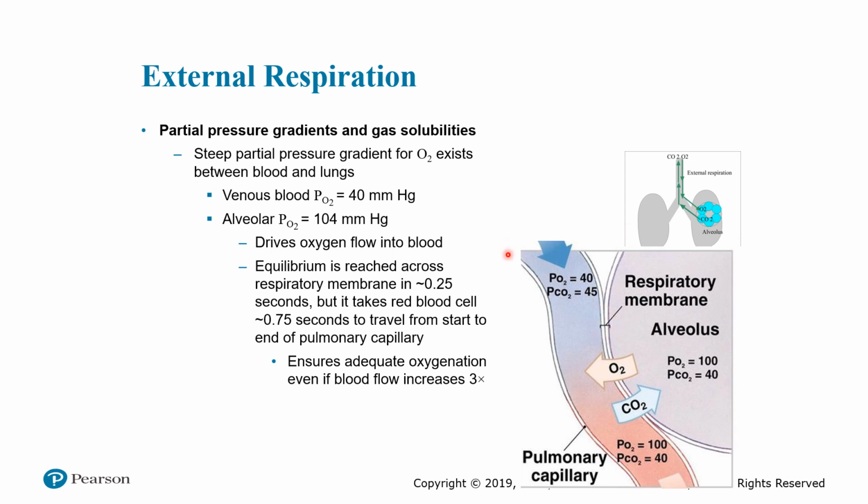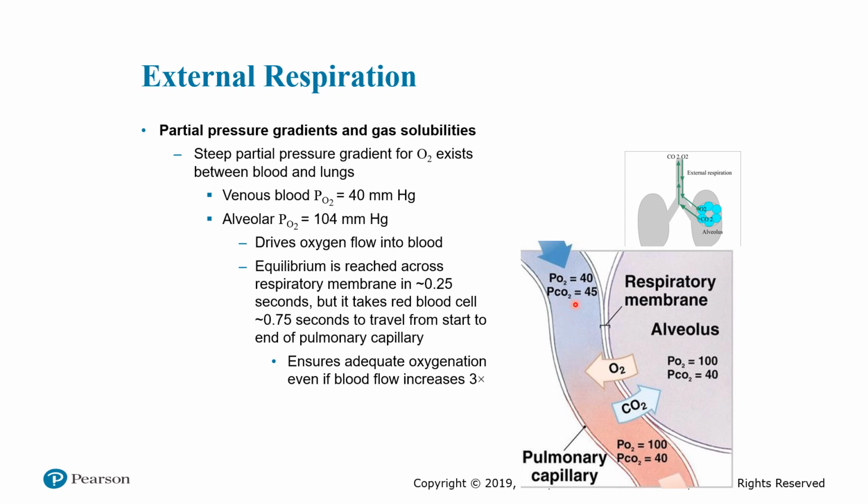So as this venous blood comes to the lungs, let's look at the oxygen. The partial pressure of oxygen is 40 in the venous blood, whereas in the alveolus it is 100. So there is a large pressure gradient, and gases move from higher pressure to lower pressure. So this gas is going to move over here, and oxygen is going to diffuse into the blood.